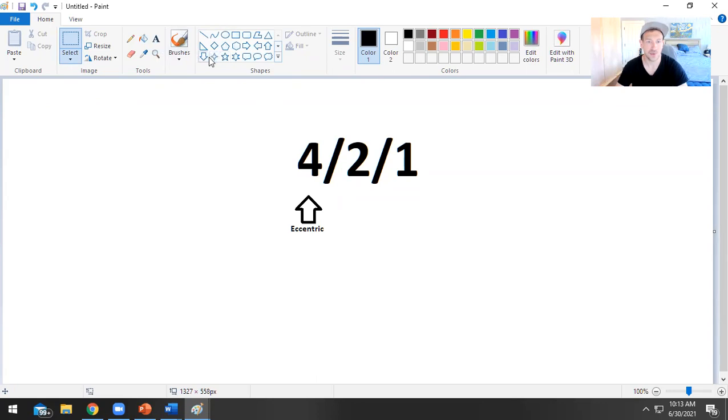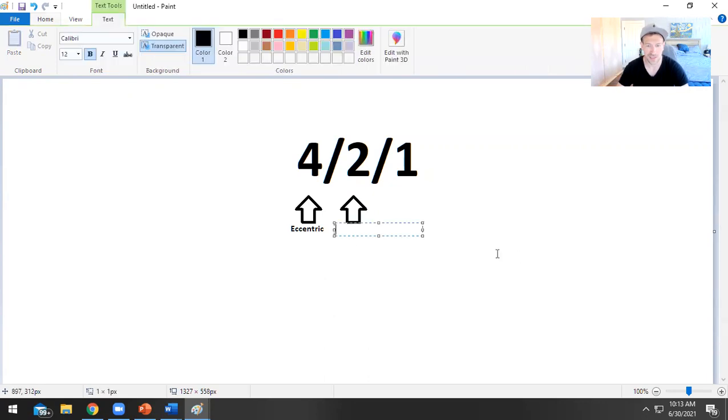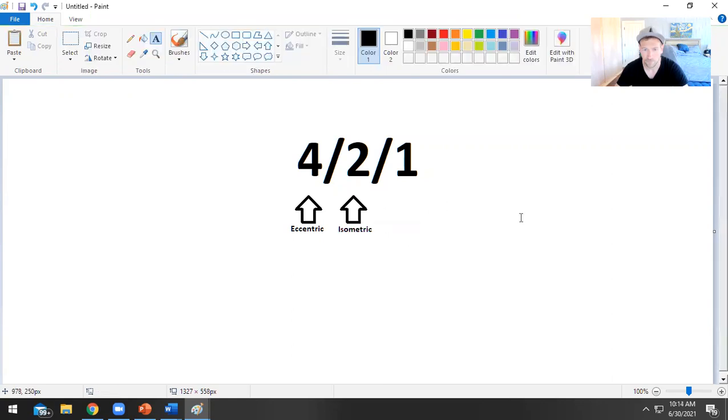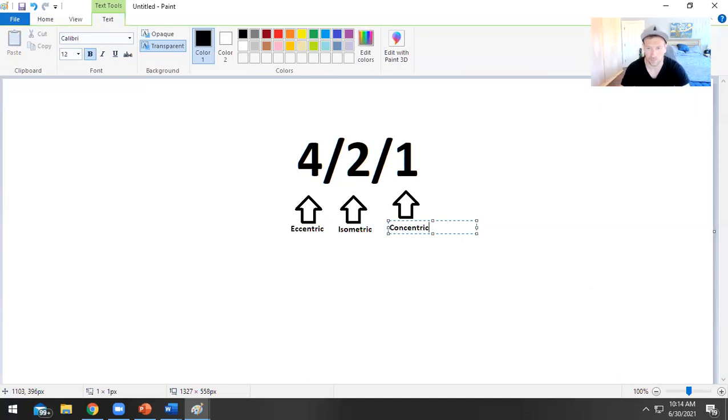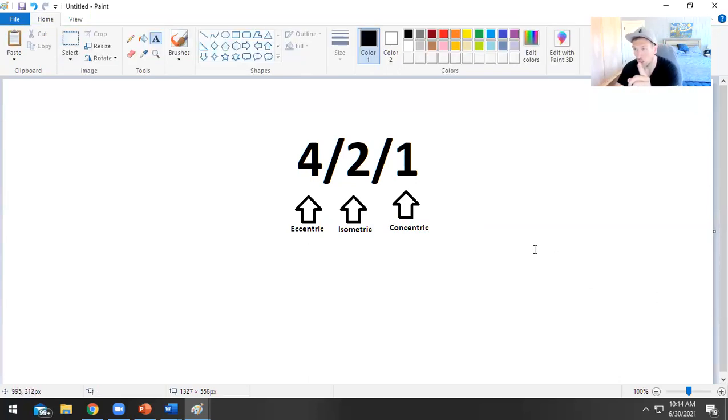And then this number right here, the middle number, that is going to represent my isometric portion of the contraction, okay? So this is isometric. And then this part right here, the third number, is going to represent the concentric portion of the contraction. Okay, we always, always, always put it in this order.